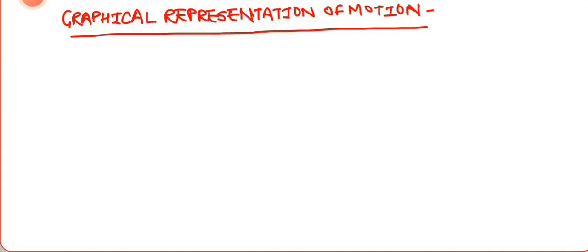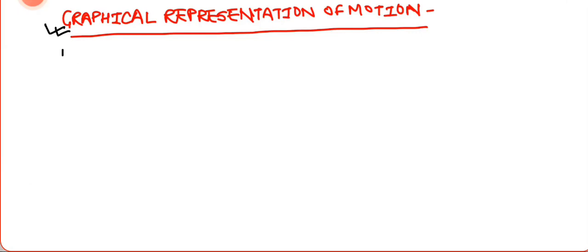Students, in this video we will be discussing the graphical representation of motion. So let's start it. In graphical representation of motion, we will learn how we can represent the motion of any object in a graph, and what type of graph represents what. Suppose we are supposed to find velocity, acceleration, or distance, then how we will find these things with the help of a graph, that we will be learning now.